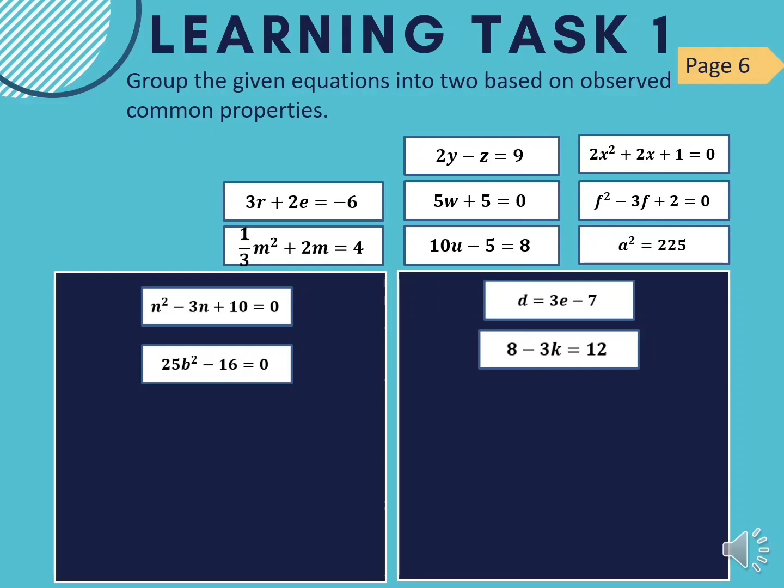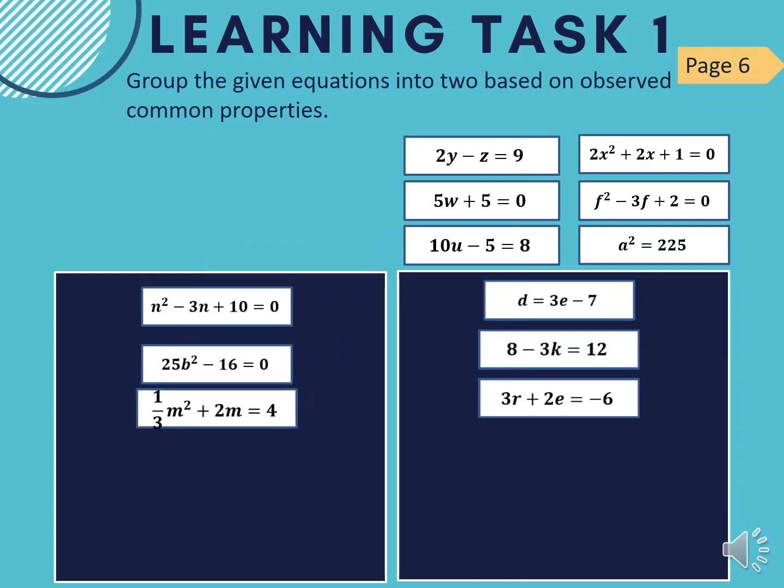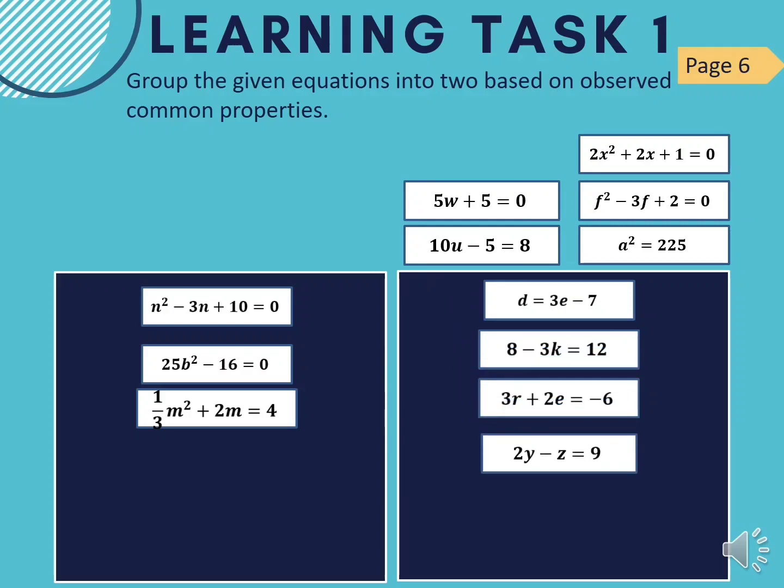Now, 3r plus 2e equals negative 6. That belongs to the first degree. How about 1/3 m squared plus 2m equals 4? Okay, the highest exponent is 2, therefore it is in the degree of 2, so it belongs to the first column. How about 2y minus z equals 9? Very good, that is in the second column.